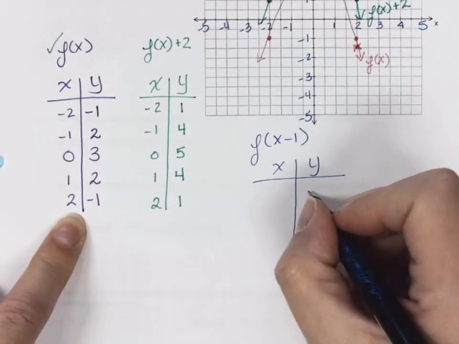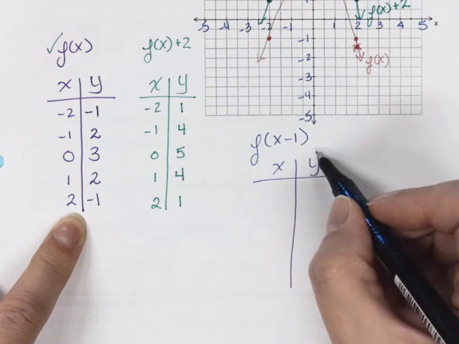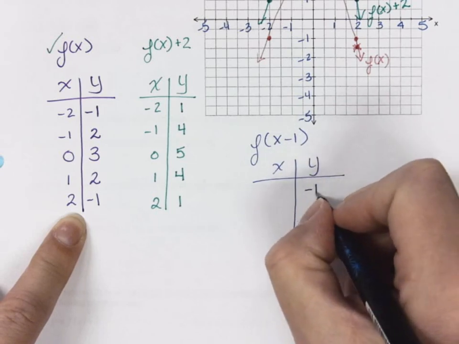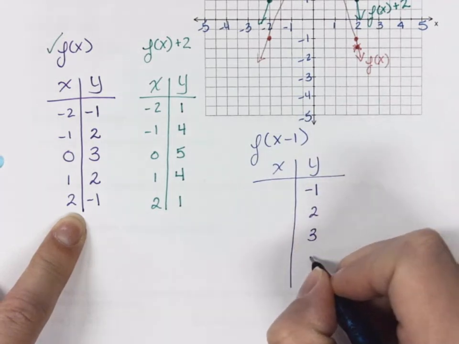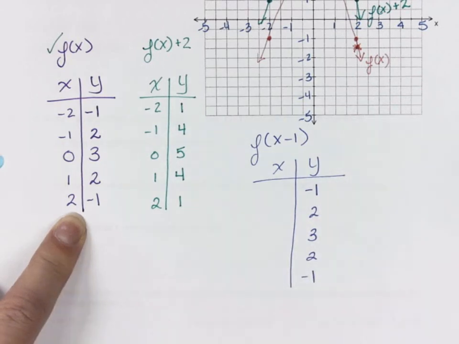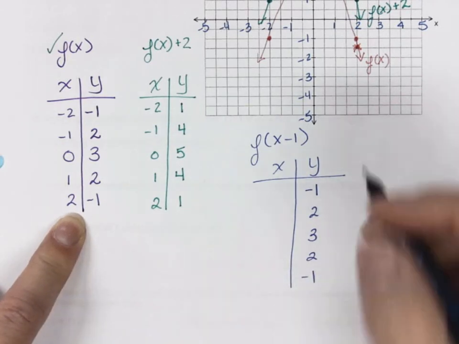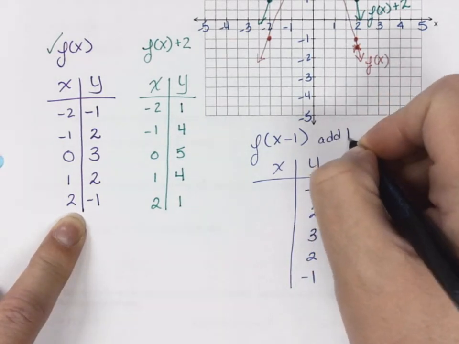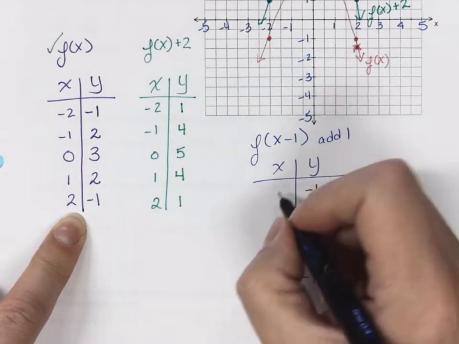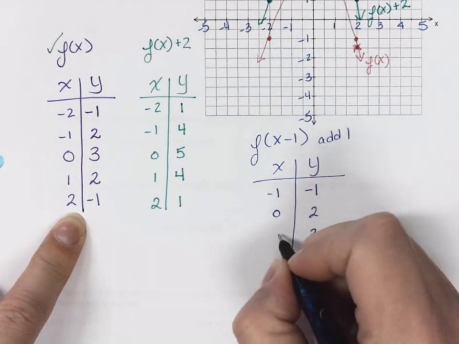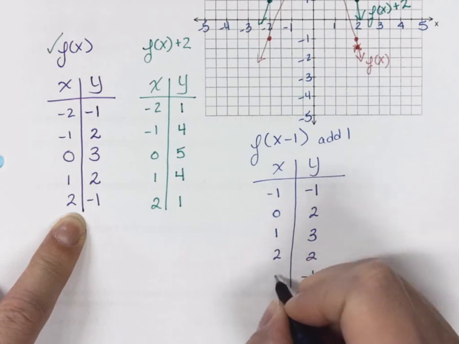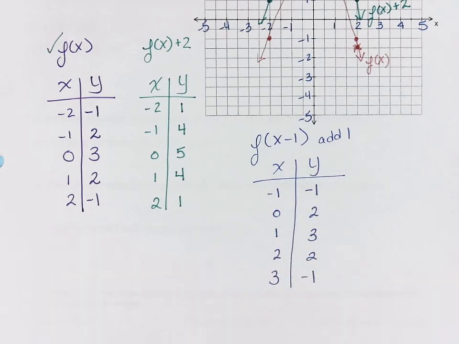So what about my y's? Am I doing anything to my y's with this one? No. So my y's are all going to stay the same. But for all of my x's, I'm going to add 1. So that's going to be at -1, 0, 1, 2, and 3. So now I'm going to take those points and I'm going to graph them.